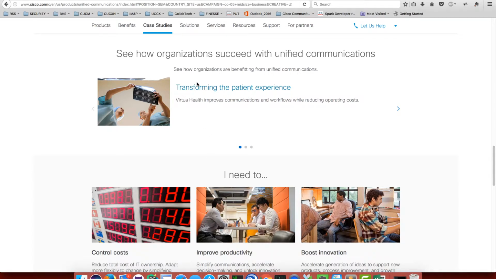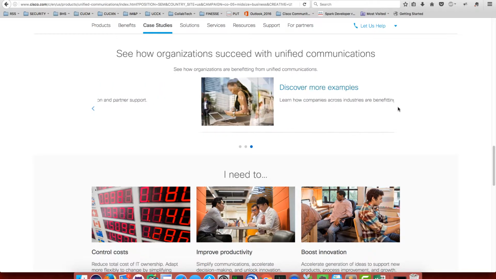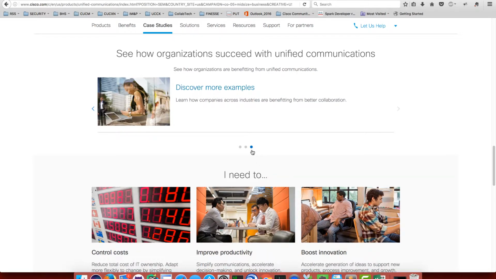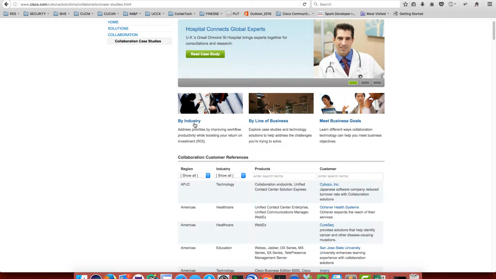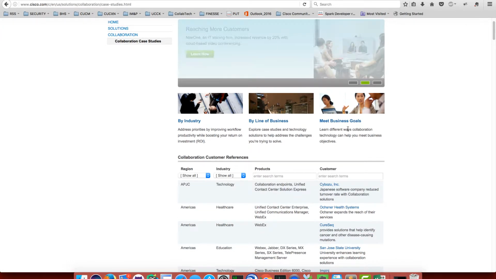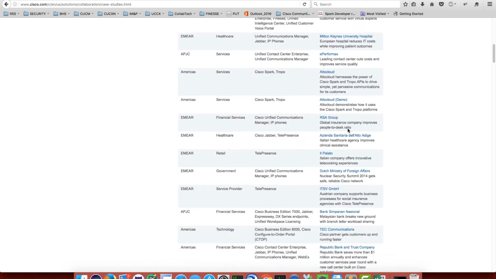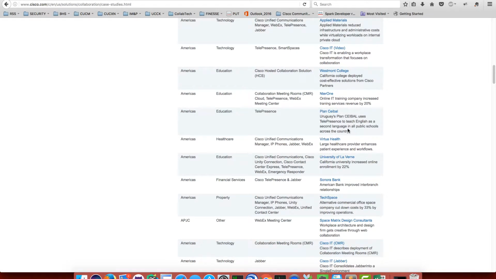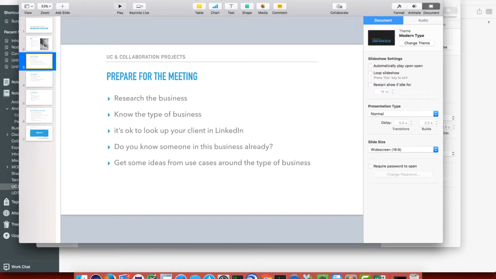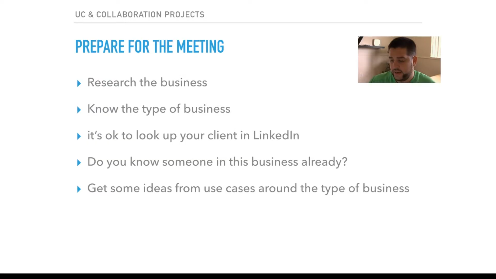You want to go to the use cases, and you're going to see the different use cases they have listed here. Then you try to match the ones that fit your client. You can see them by industry, line of business, and business goals, and the list goes on and on. You have retail, technology, and you have them by region, which is very nice. Once you have that, of course, look them up on LinkedIn and know what they do.